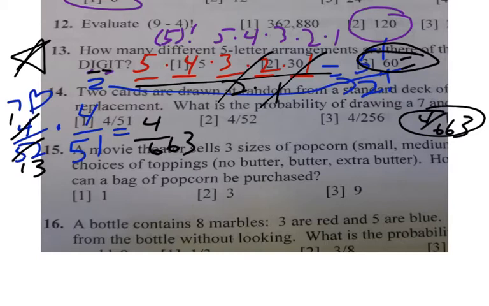All right, so that was dependent. The second event depended on the first event. That's why we changed that to a 51.